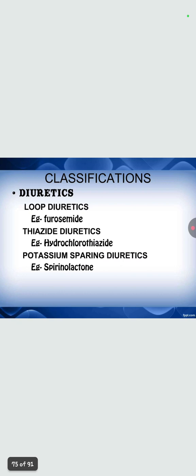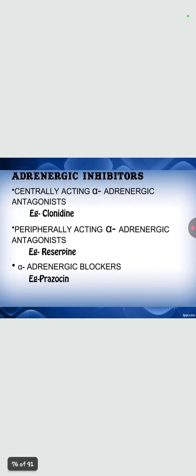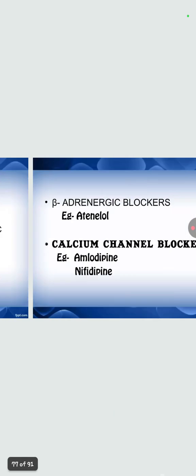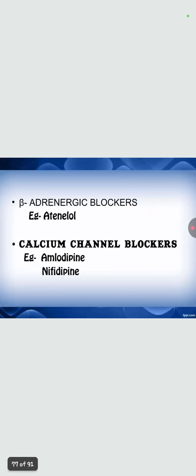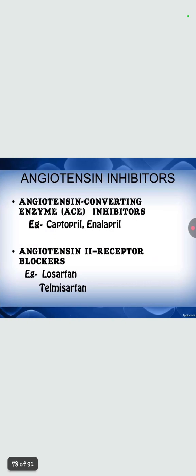Classification: diuretics like loop diuretics, furosemide and ethacrynic acid; thiazide diuretics, hydrochlorothiazide, chlorothiazide; potassium sparing diuretics such as spironolactone. Adrenergic inhibitors: centrally acting alpha adrenergic antagonists like clonidine; peripherally acting agents such as reserpine; alpha adrenergic blockers like prazosin; beta adrenergic blockers like atenolol; calcium channel blockers like amlodipine and nifedipine; angiotensin converting enzyme inhibitors, captopril, enalapril; angiotensin 2 receptor blockers, losartan and telmisartan.